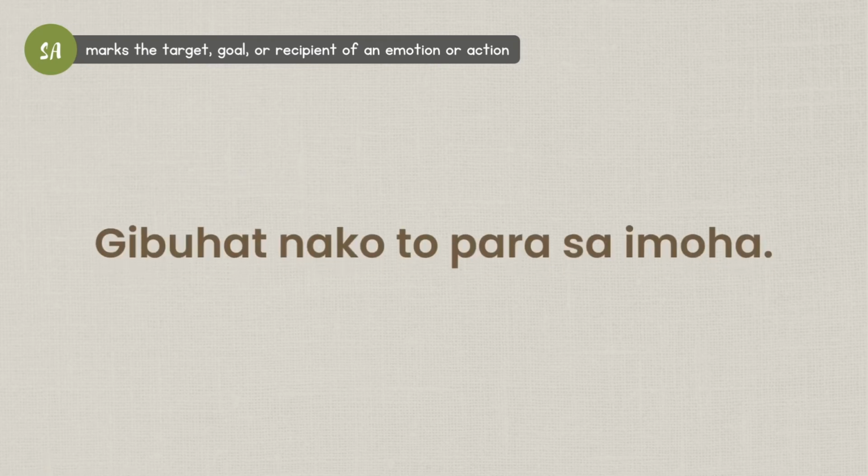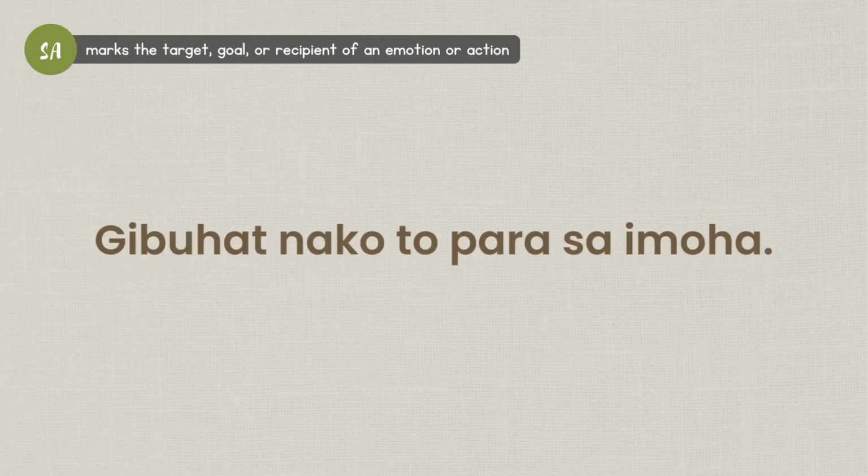Another example for this one is gibuhat nako to para sa imuha. Imuha here means the beneficiary you. I did that for whom? For you. Para sa imuha or para sa imo.